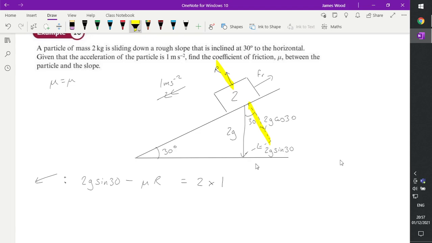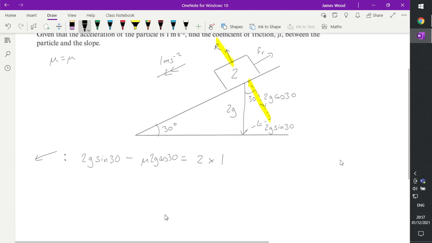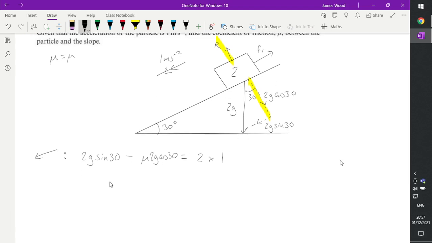Now in this case it's not particularly complicated. You can see that R is just going to be 2g cos 30. If there were some external forces involved, you might have to do a bit more resolving to find R, but here it's just 2g cos 30. So actually I'm just going to replace this R with 2g cos 30. Okay. And I'm just going to solve this equation. So it's going to be 2g sine 30 minus 2 divided by 2g cos 30. That will give me the value of mu.